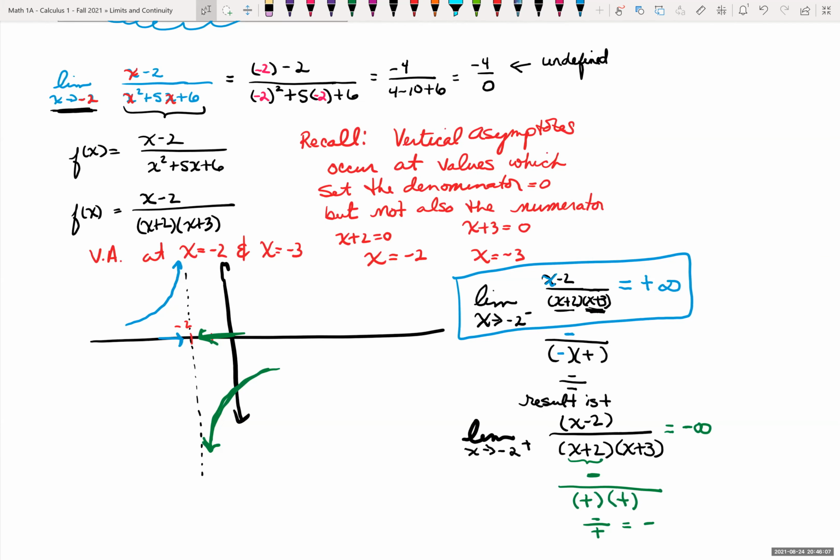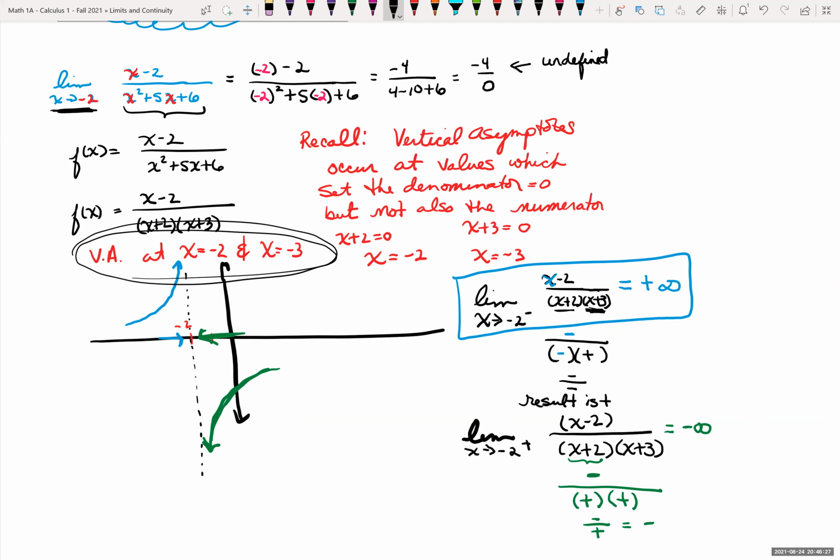Okay, so we kind of showed why our limit doesn't exist by doing some mathematical reasoning as we come in on the left and the right, showing that it's not any particular value and showing that there was a vertical asymptote there.